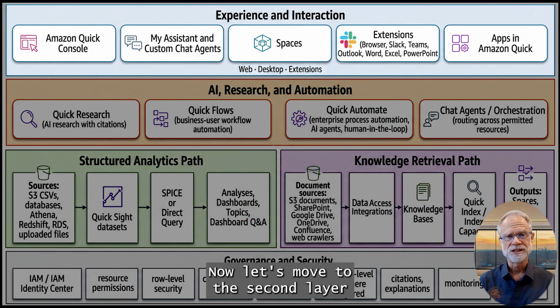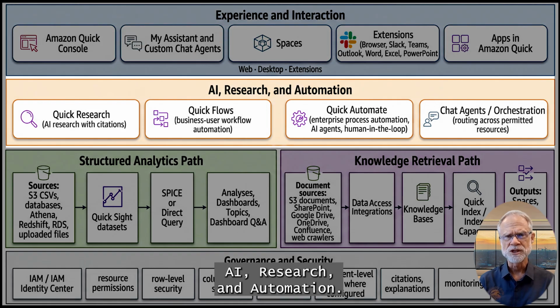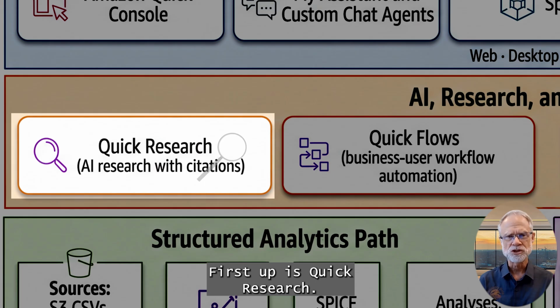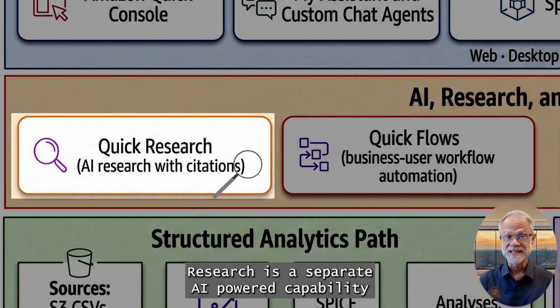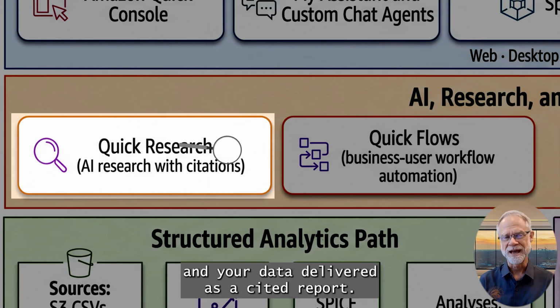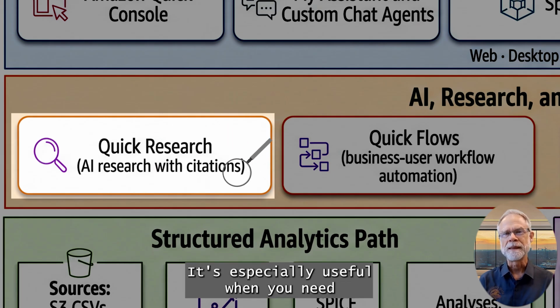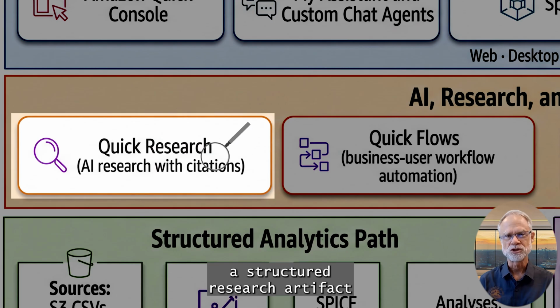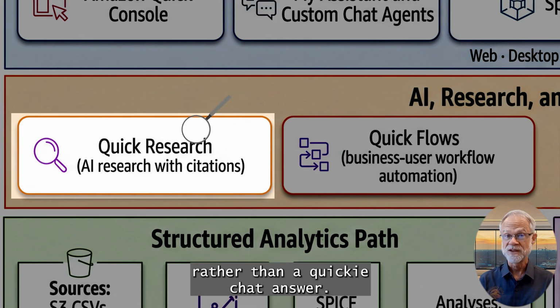Now let's move to the second layer: AI, research, and automation. First up is Quick Research. Research is a separate AI-powered capability for in-depth work across the web and your data delivered as a cited report. It's especially useful when you need a structured research artifact rather than a quickie chat answer.